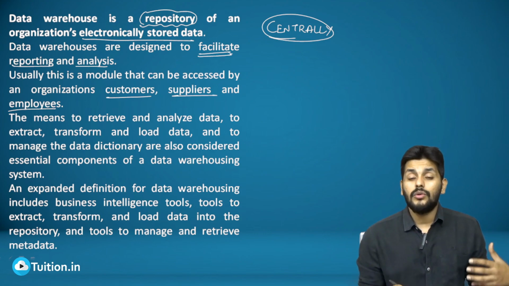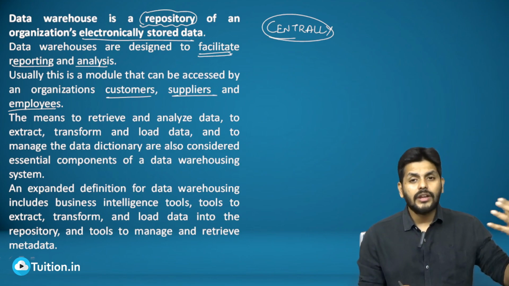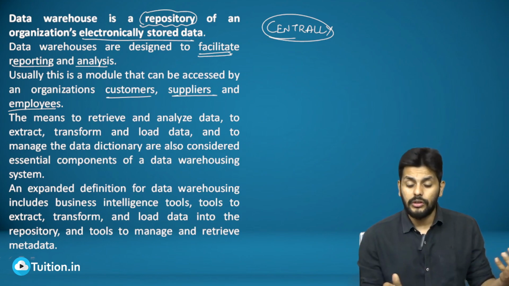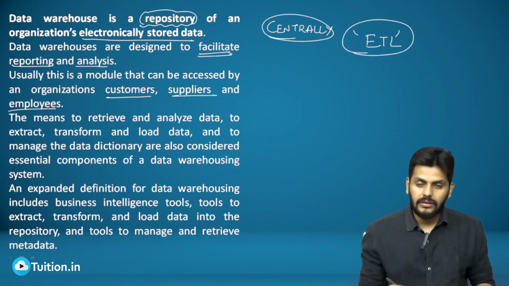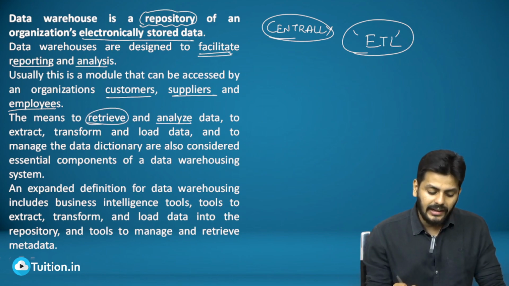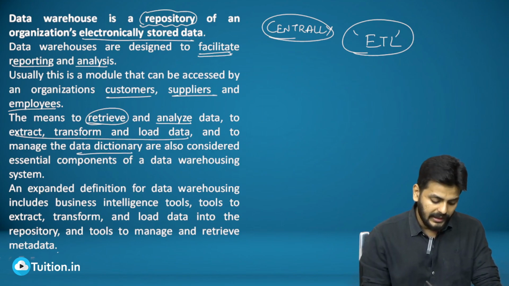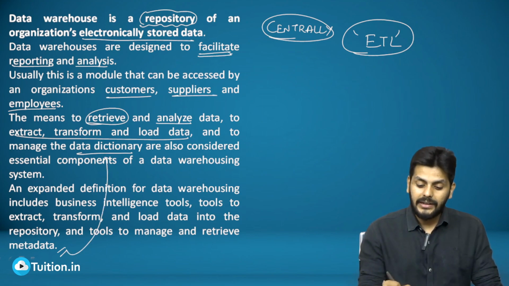And whenever you want to, there is a small process called ETL. Whenever you want to extract data, transform the data into a meaningful form and load it back into the database for future use, it's called what process? ETL: extract, transform and load. We will talk about it again in data analytics. This means to retrieve and analyze data, to extract, transform and load data, and manage the data dictionary. This word metadata means data dictionary, all the data in one place.